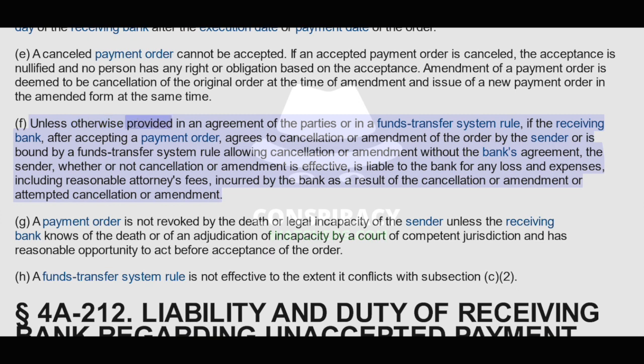Unless otherwise provided in an agreement of the parties or in a funds transfer system rule, if the receiving bank, after accepting a payment order, agrees to cancellation or amendment of the order by the sender or is bound by a funds transfer system rule allowing cancellation or amendment without the bank's agreement, the sender, whether or not cancellation or amendment is effective, is liable to the bank for any loss and expenses, including reasonable attorney's fees, incurred by the bank as a result of the cancellation or amendment or attempted cancellation or amendment.